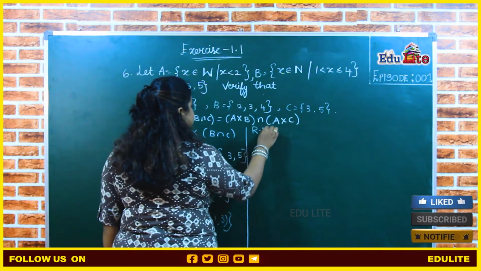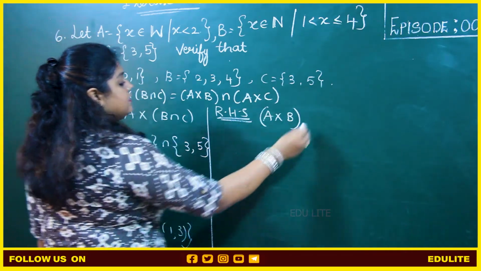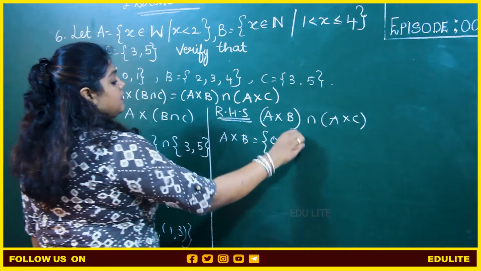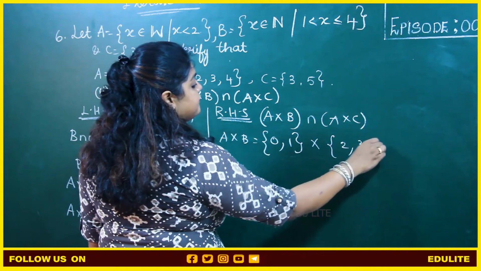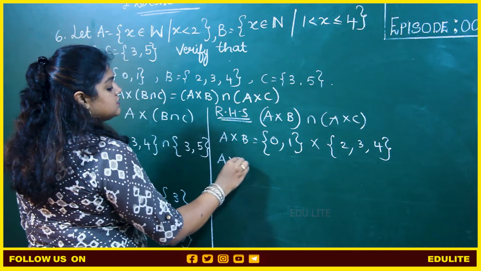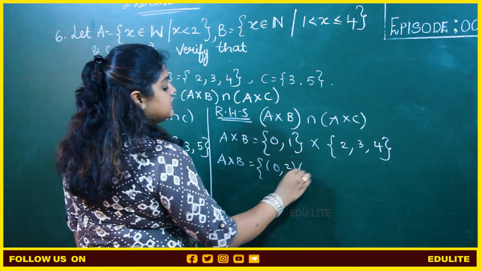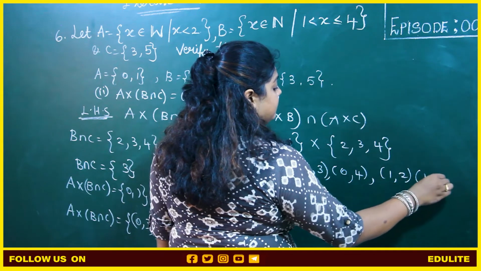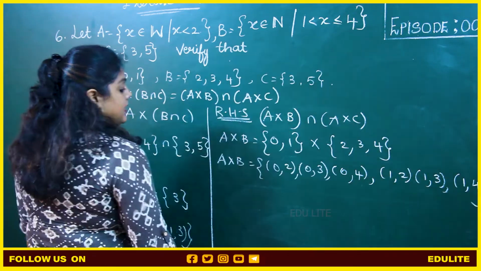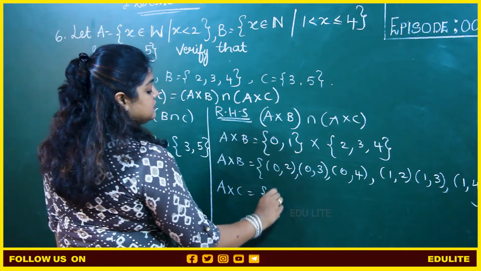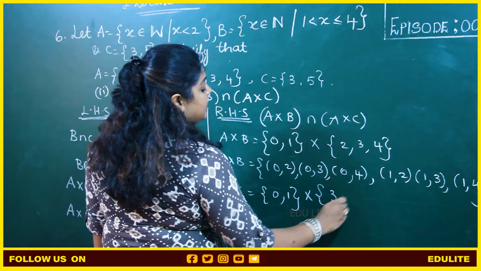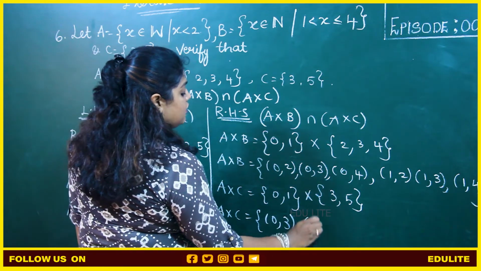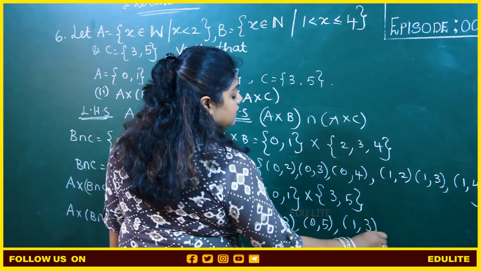Moving on to the right hand side, first step it is A cross B intersection A cross C. So A cross B is {0, 1} cross {2, 3, 4}. Cross product between A and B: A cross B equals (0, 2), (0, 3), (0, 4), (1, 2), (1, 3), (1, 4). Next, similarly, A cross C, {0, 1} cross {3, 5}. A cross C will be (0, 3), (0, 5), (1, 3), (1, 5).